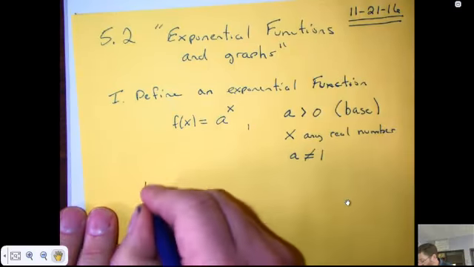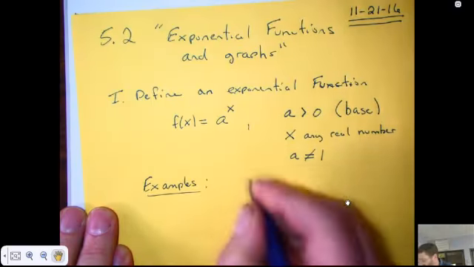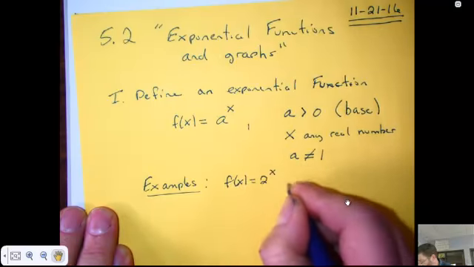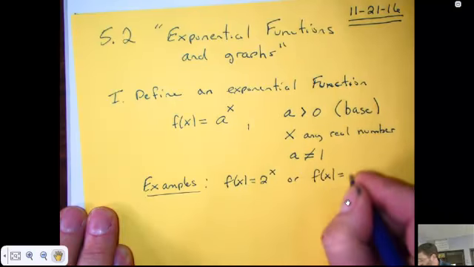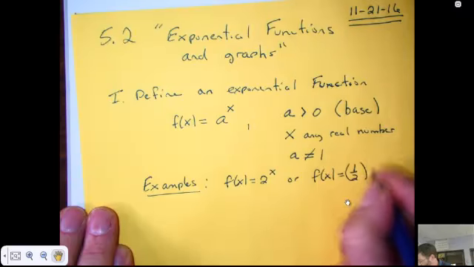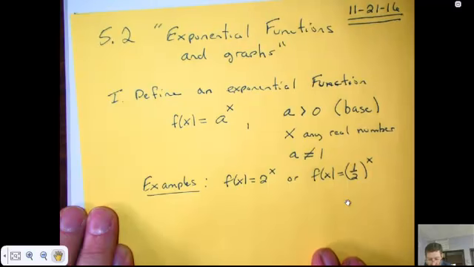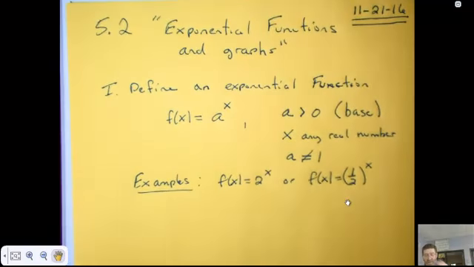So some examples we could talk about, pretty common examples, would be f of x is 2 to the x, or f of x is 1/2 to the x. Okay, so there's what an exponential function is. Now the graph of a function certainly tells us a lot about the function, and we're going to look at that next.